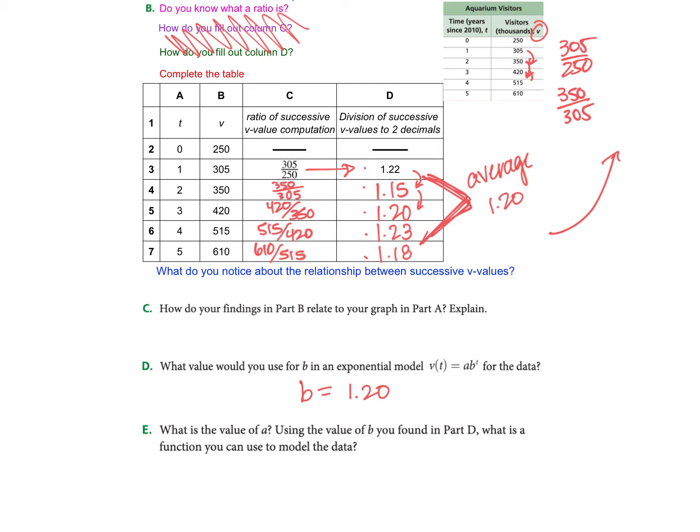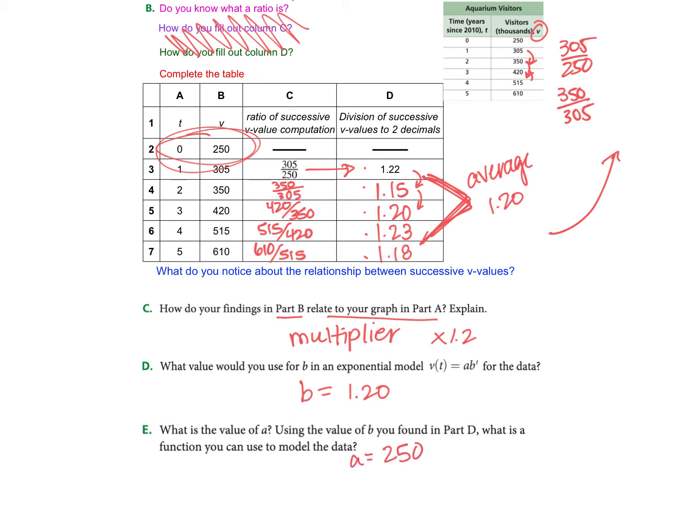And then I forgot to answer a question. C, how do your findings in part B relate to your graph in part A? It's the multiplier to go from one to the next. Okay, so it's growing about 1.2 times bigger every time. What is the value of a? Well, that value does not change. That's the starting value. So that's 250.